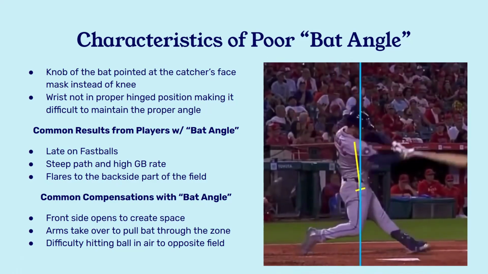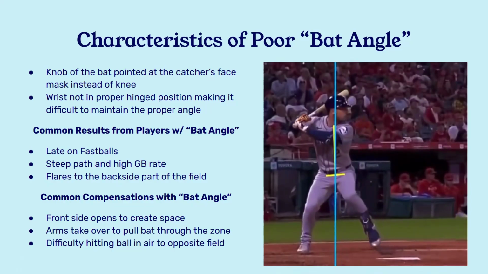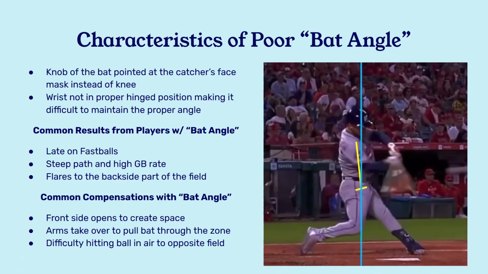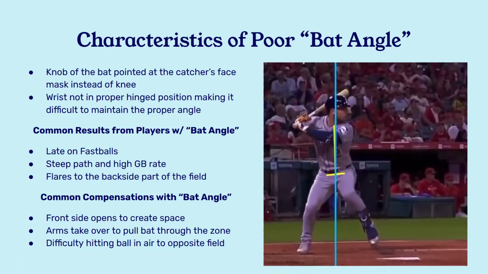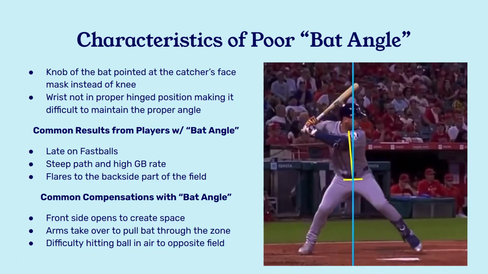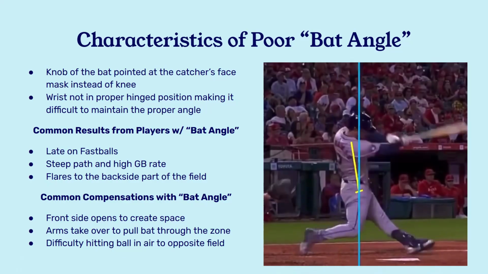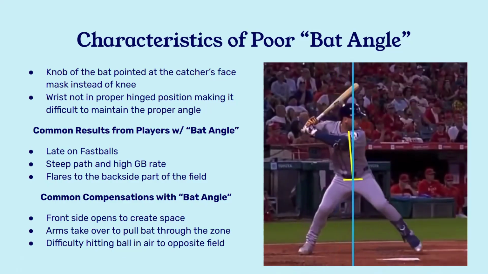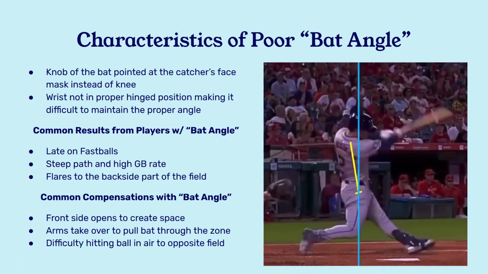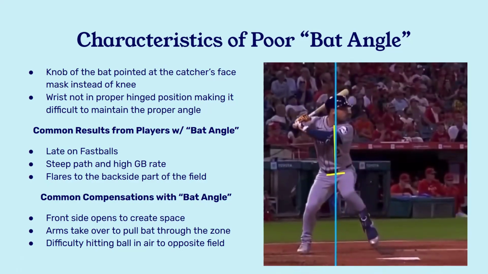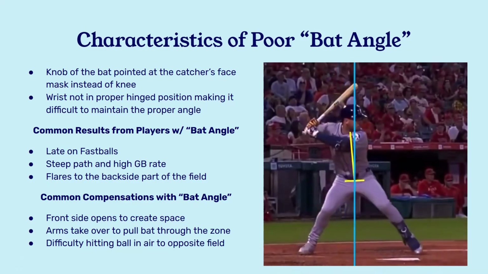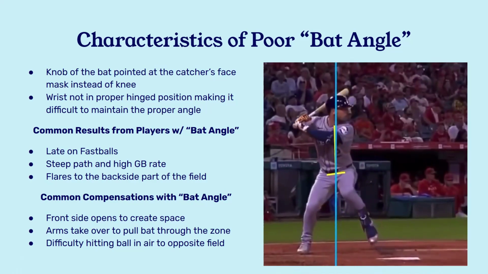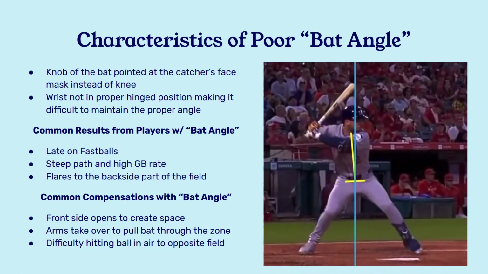Guys with that really flat bat angle will end up being late on fastballs, as it causes a really long path to the baseball. So late on fastballs, which causes a lot of balls on the handles and on the ground. Again, a steep path where the bat has to travel a long distance to get to the ball, and a lot of times it ends up being down for too long of a portion of the swing. We see a lot of flares to the backside part of the field. Again, long, late swings that drag behind will create balls that slice to the opposite field.